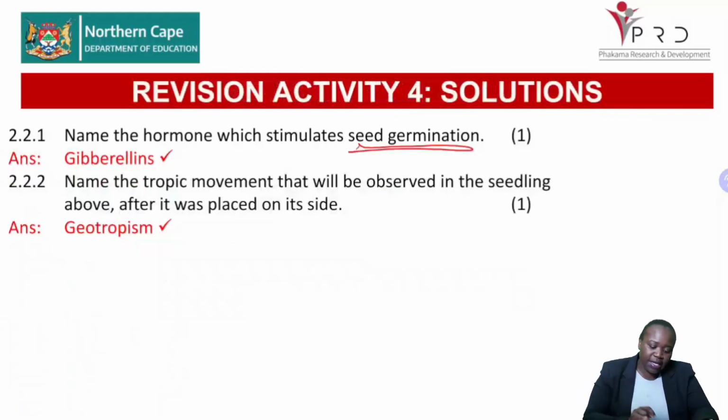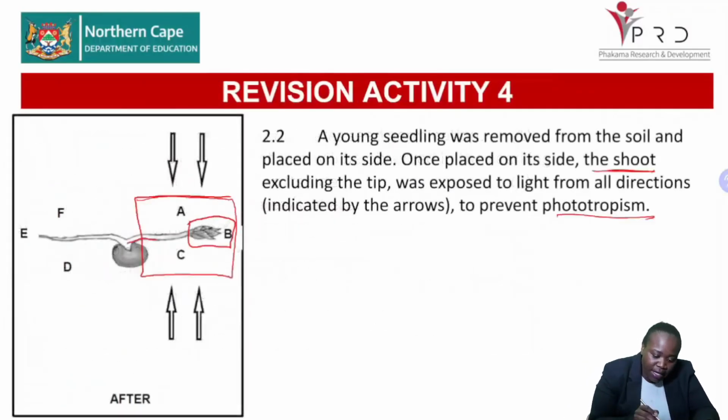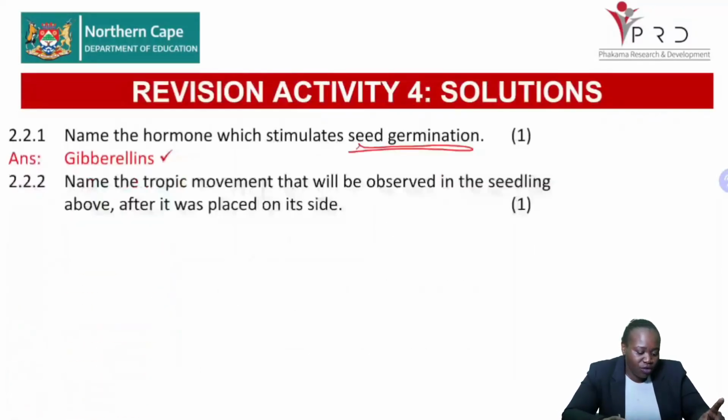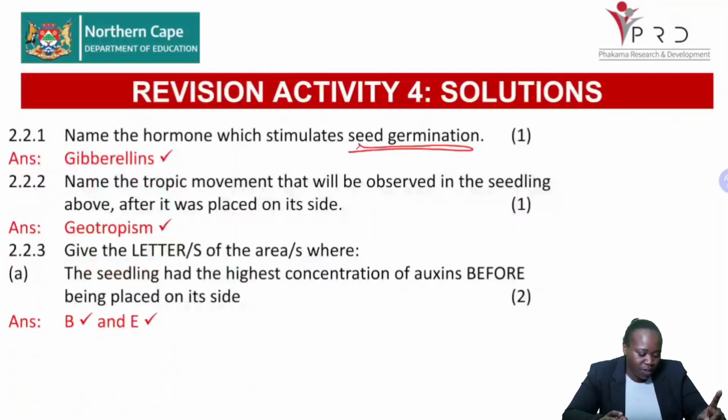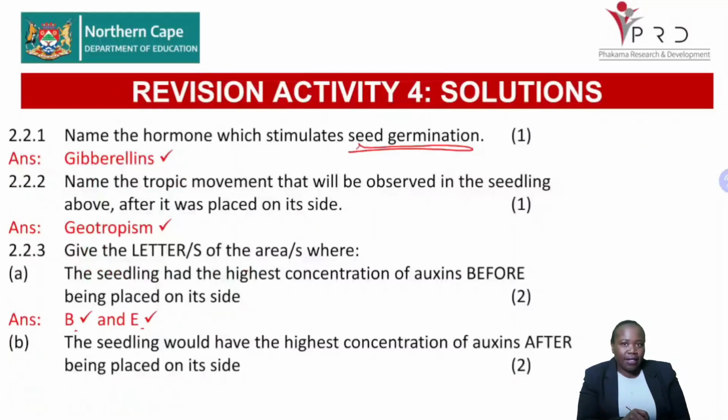So let us have a look at the diagram. Before it was placed on its side, right? It means that at B and at E, that is where we can expect to see a high concentration of auxins before it was placed on its side. There we go. B, the seedling would have highest concentration of auxins after being placed on its side.